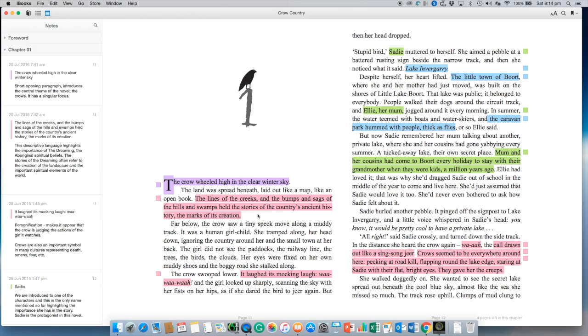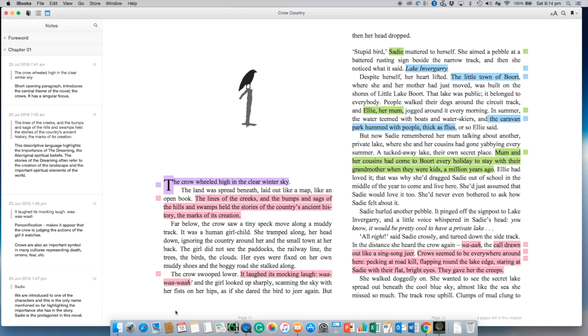Then we move on to this lovely description in the second paragraph here. The lines of the creeks and the bumps and sags of the hills and swamps held stories of the country's ancient history, the marks of its creation. And this descriptive language highlights the importance of the dreaming or the dream time, which is significant in Aboriginal spiritual beliefs. The stories of the dreaming often refer to the creation of the landscape, as well as other spiritual elements of their world. And this description ties in nicely, or introduces that concept quite nicely.